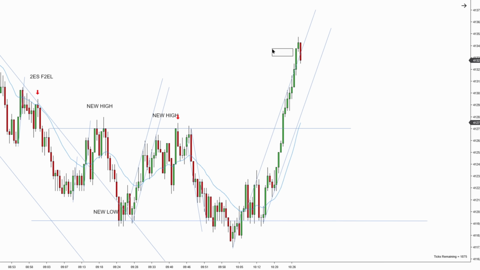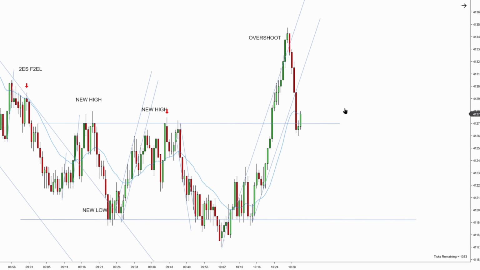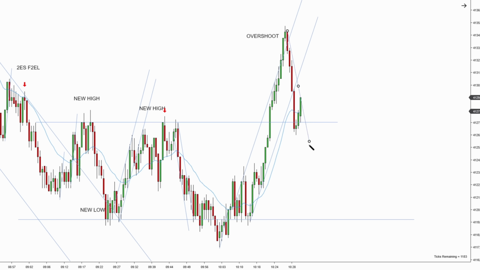But we have overshoot. Okay, you can see how far away from EMA you are. This is a depletion. Prices will pull back because EMA acts as a magnet. And prices are pulling back. And notice we're all the way back below the trend range and back below the EMA again.